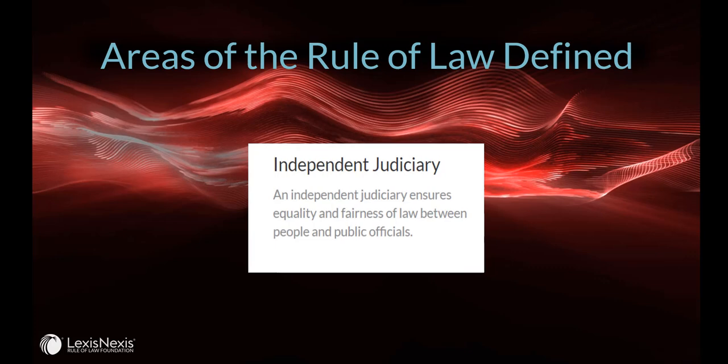Next, we have independent judiciary, which ensures equality and fairness of law between people and public officials. So, for example, in this country, we have a system of checks and balances where the judiciary is designed to hold the government accountable and ensures that the government acts within the law.